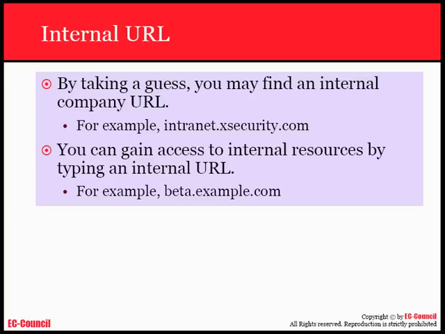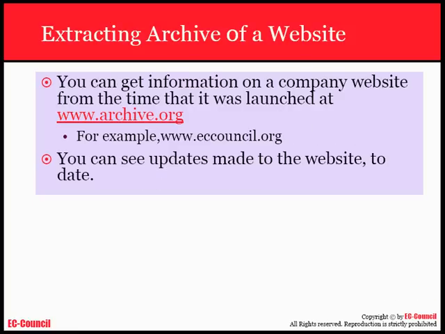So for example, beta.example.com. Once you know what their website is or what their URL is, then you want to try to extract an archive of the website. Now you can do this from a lot of different sites that are available to you.